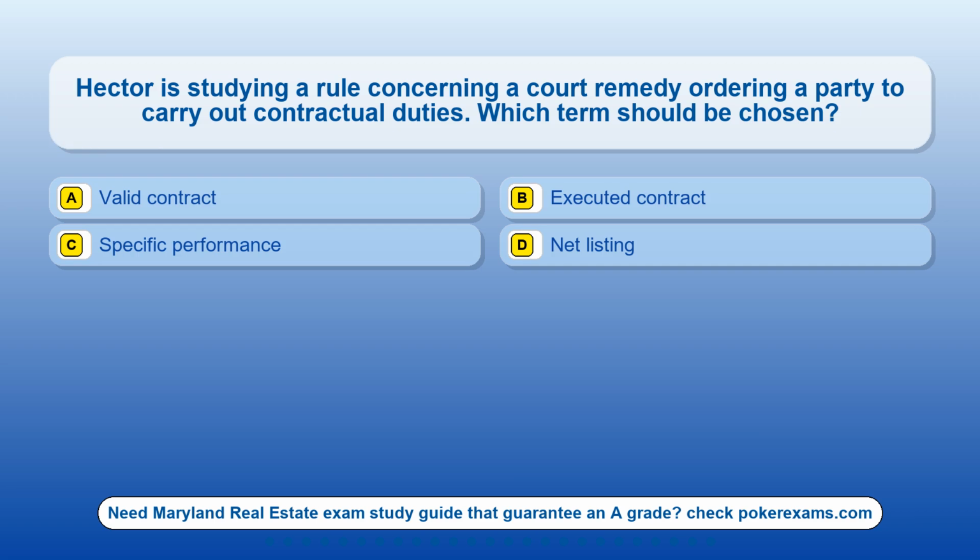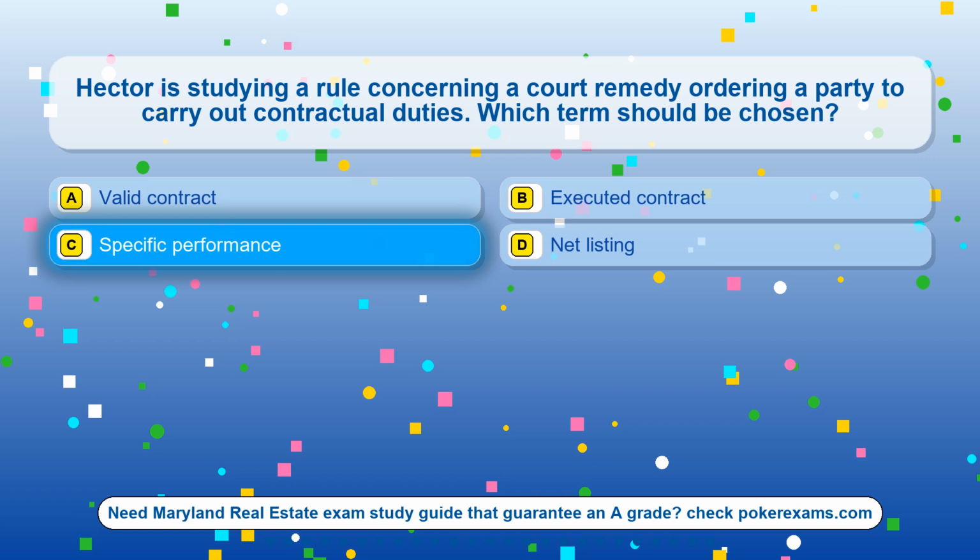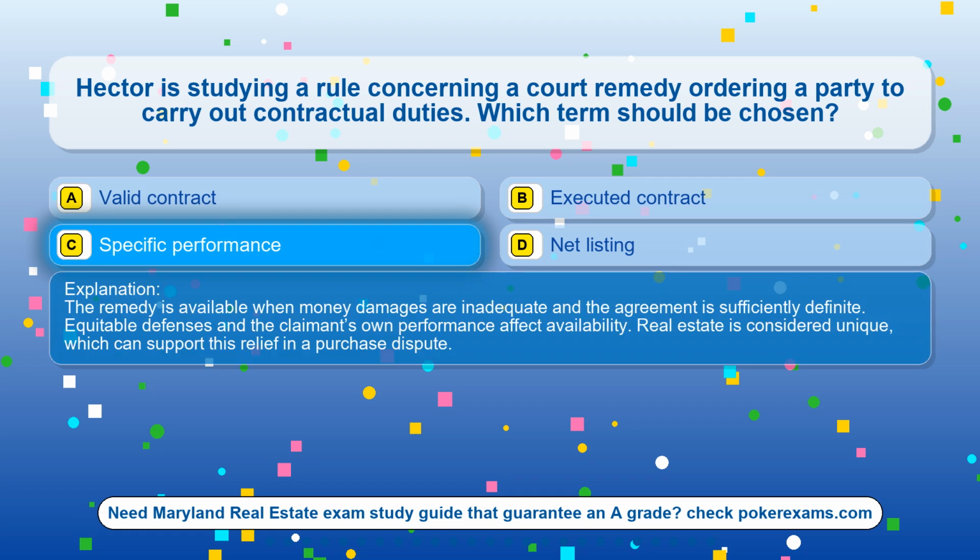The correct answer is option C, specific performance. The remedy is available when money damages are inadequate and the agreement is sufficiently definite. Equitable defenses and the claimant's own performance affect availability. Real estate is considered unique, which can support this relief in a purchase dispute.